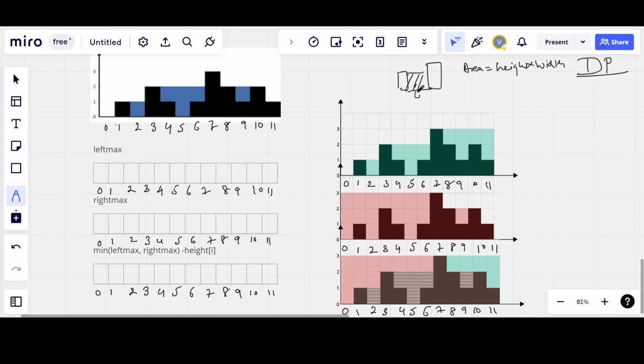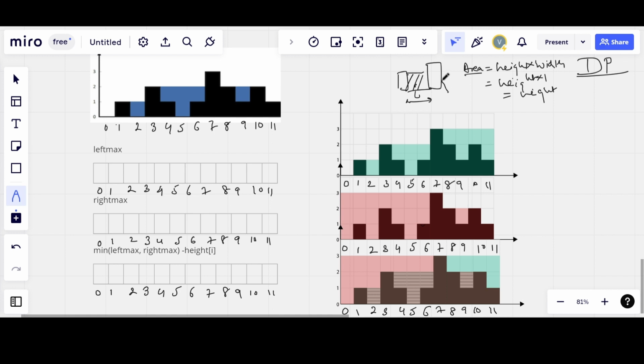where height is the height of the water that will be stored at index i, and width, as we know, for each bar is 1. So the width of each index will be 1. So area will be height into 1, which is nothing but the height. So if we can calculate the height at any index, that will be the area or the amount of water stored at that index.